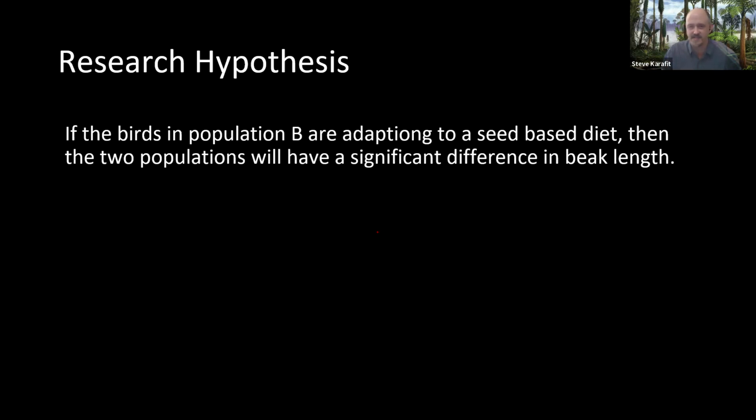So that's my hypothesis. Now, the example in the manual on the bottom of page 13 has a second part that says "and," which describes how I'm going to tell if they have different size beaks. We don't have to include that. That makes the hypothesis chunkier, but you can include that. Like the example in the manual says, if birds in population B are adapting to a seed-based diet and beak lengths from population A and B are measured, then the two populations will have a significantly different beak length.